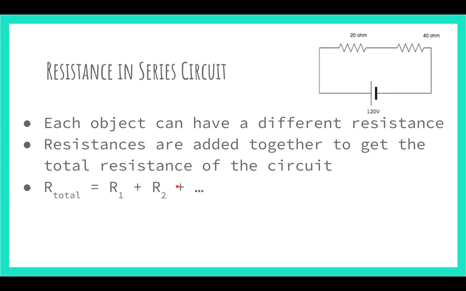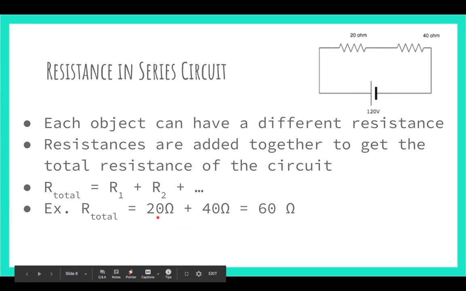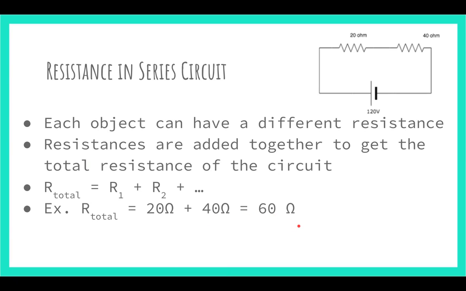And if there was a third one, there'd be another number here. So R1 plus R2 plus ... means they're just going to keep adding to each other over and over again. If there were 10 resistors, we'd add all 10 of them up. So just like we said, in this case, it was 20 ohms plus 40 ohms, which gave us 60 ohms of resistance.